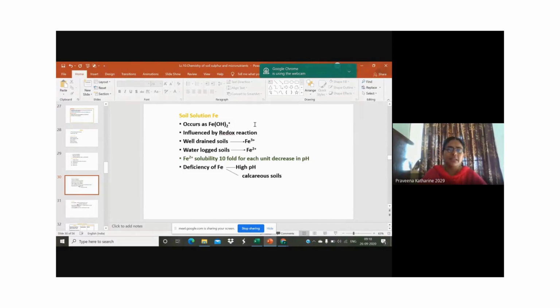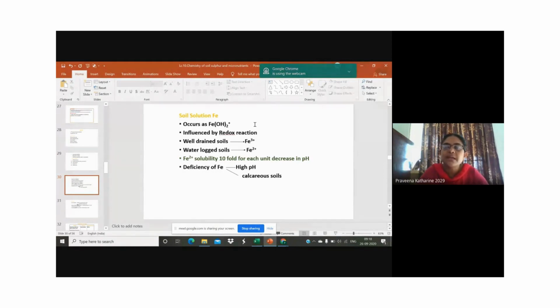And this is largely influenced by the redox potential. What is redox potential? Hope you have learnt about these in your 12th physics. Reduction oxidation potential, isn't it? Redox potential. So iron is greatly subjected to this redox potential. Okay, and in a well-drained soil, you will be having the ferric form of iron. And in a waterlogged soil, you'll have the ferrous form of iron.